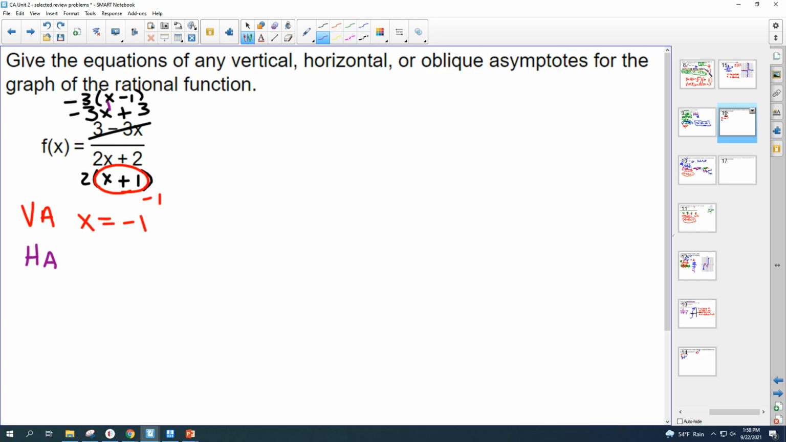The degree of the top is 1, and the degree of the bottom is also 1. When the degree of the top equals the degree of the bottom, that's when we have to do the leading coefficient over the leading coefficient. So in this case, the leading coefficient is negative 3 on the top and 2 on the bottom. Horizontal asymptote, y equals negative 3 over 2.